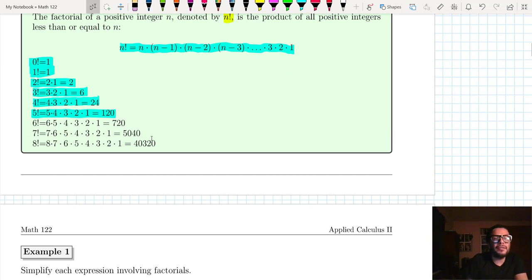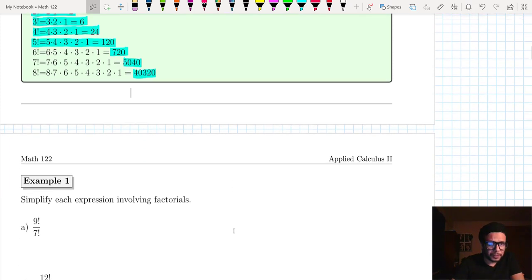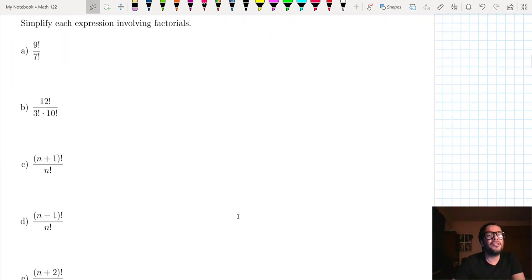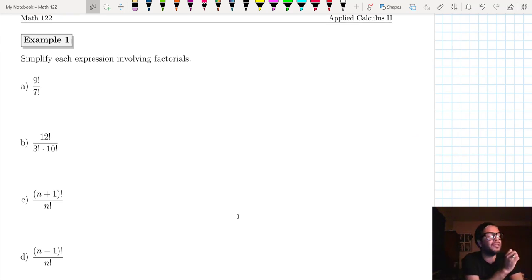Okay, and see how these get big really quickly. From 4 factorial, which is 24, we go to 5 factorial, which is 120, and then a huge jump to 720, and even bigger to 5,040, and even way bigger to 40,320, right? All right, let's simplify expressions involving factorials because we are going to need this to find some limits involving factorials.